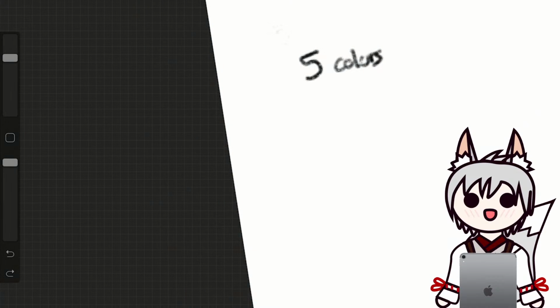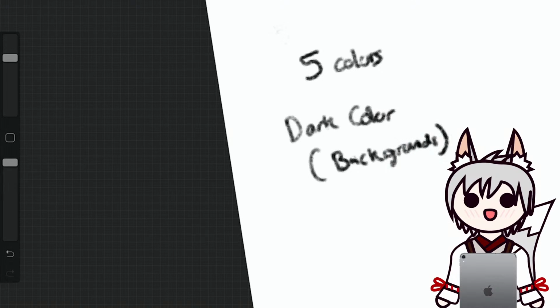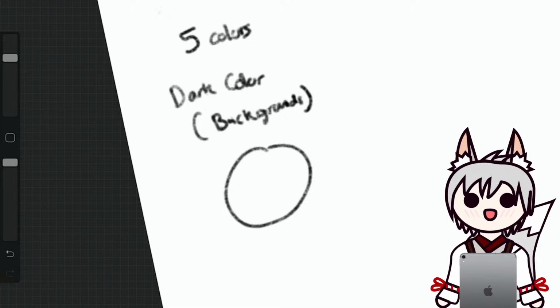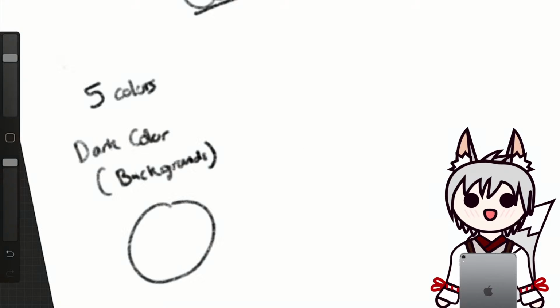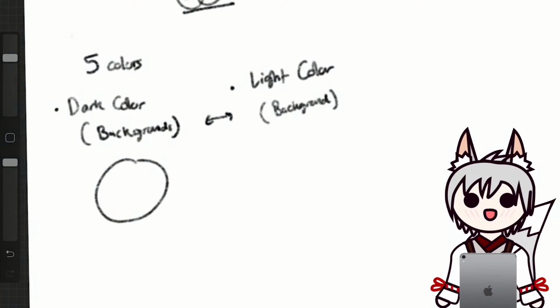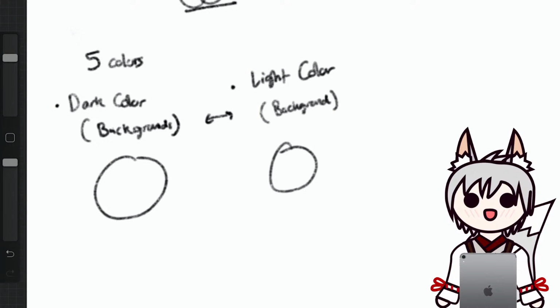I want there to be a dark color, something for backgrounds, right? So we're just going to do a circle right here and color it in there. Next up, I want to have something for a light color, also for backgrounds, but sort of a contrast to this guy. So these two are going to be a contrast to each other. A little circle to color it in.